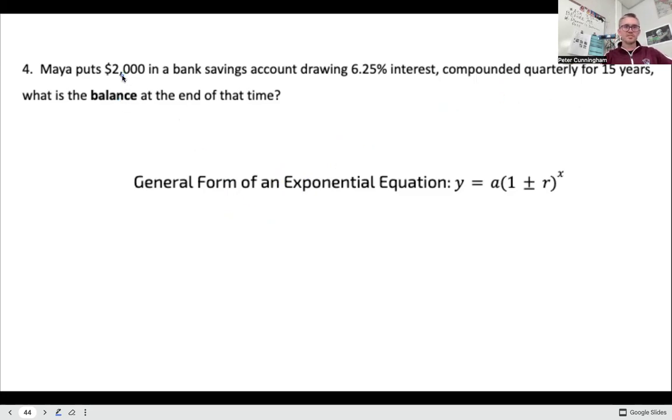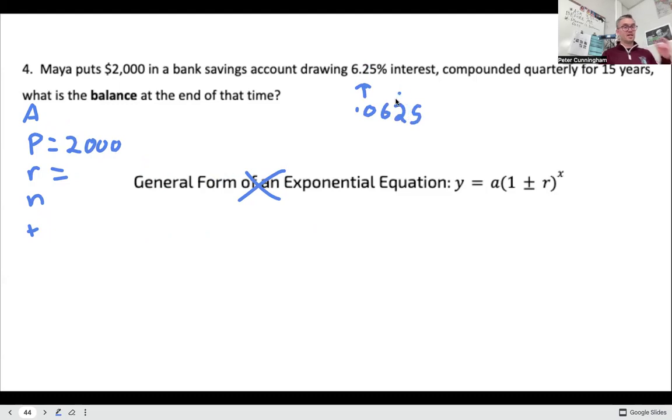Okay, so Maya puts in 2000. So again, let's set up our equation again. Make sure we have our A, P, R, N, and T. I had accidentally posted an equation I don't need. That's for the next problem. The principal: Maya put $2,000 into the account. The rate was 6.25. If we divided that by 100, it would be 0.0625. There's a big difference between that and 0.6 or 6.0. So be careful there with the percentages.